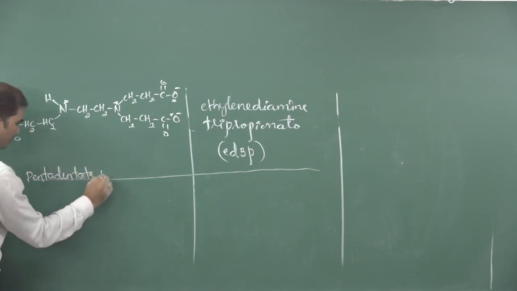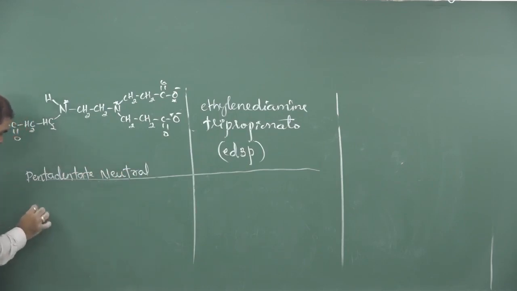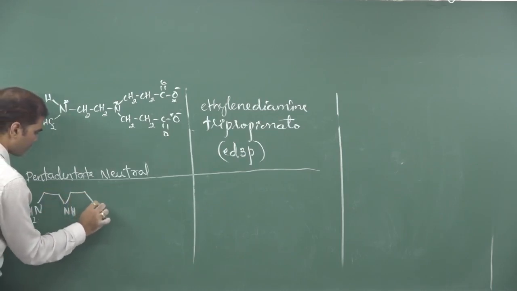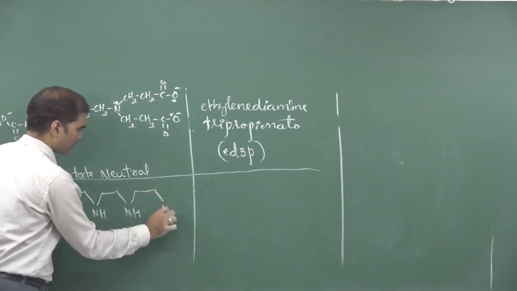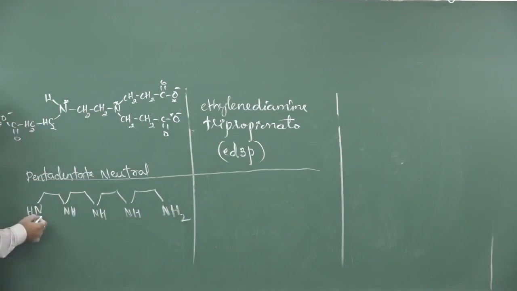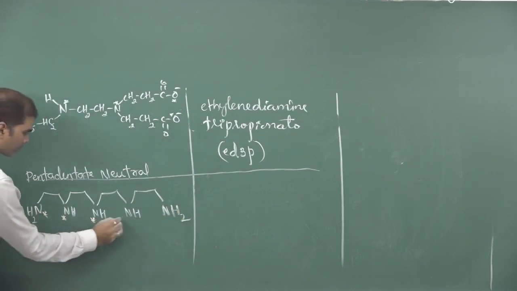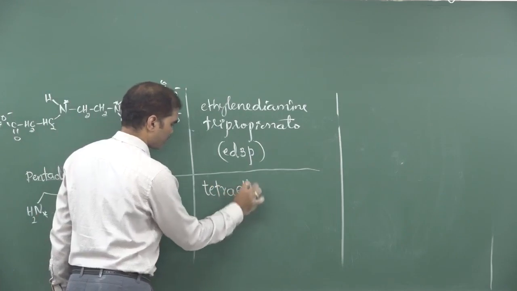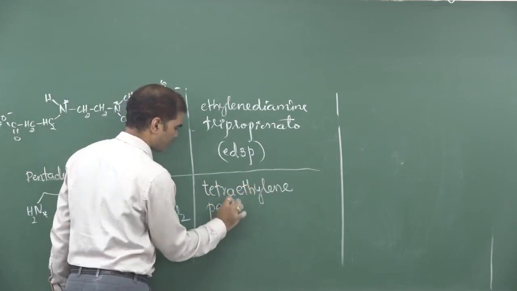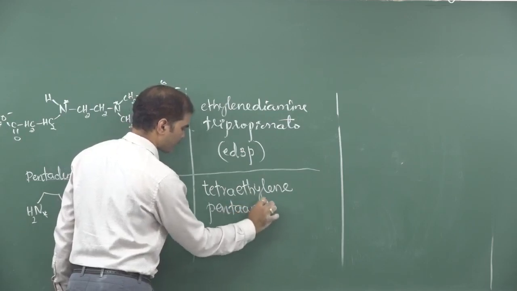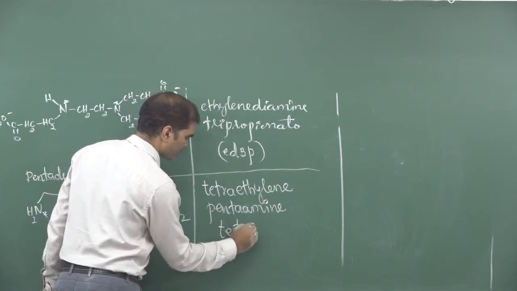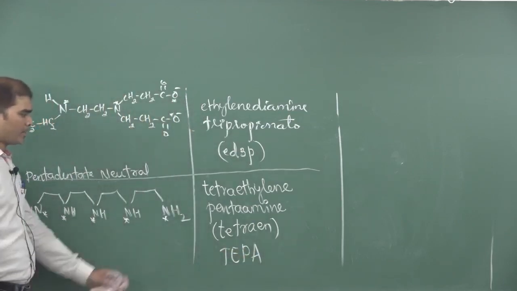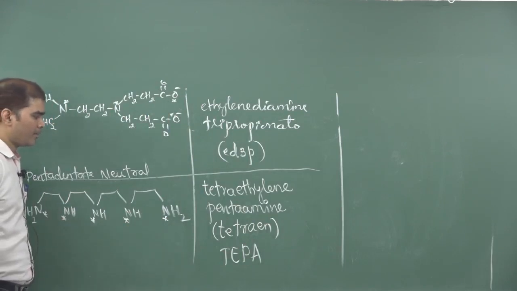Then pentadentate neutral. Tetraethylene pentamine, it is abbreviated as tetren or TEPA.